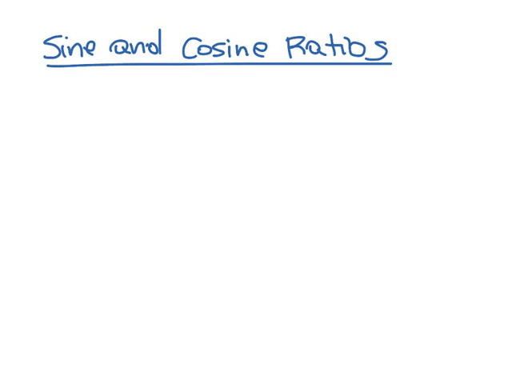Welcome to your lesson. In this lesson, we'll talk about sine and cosine ratios and use them in problems. Let's take a look at this triangle. We have angle A, B, and C, and we're going to use angle A to label the triangles for us.